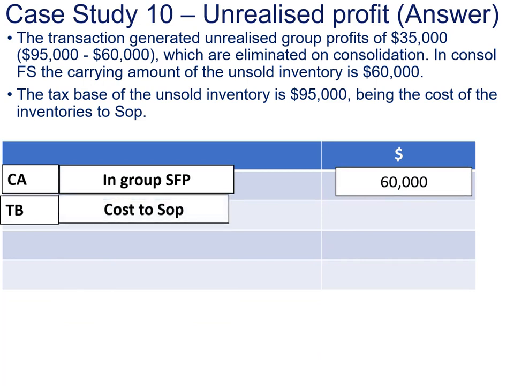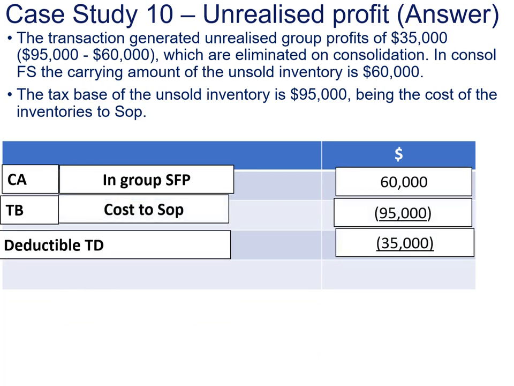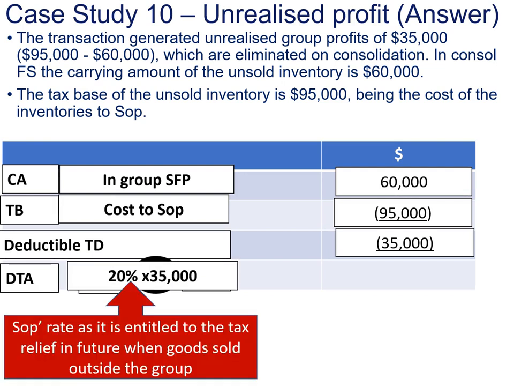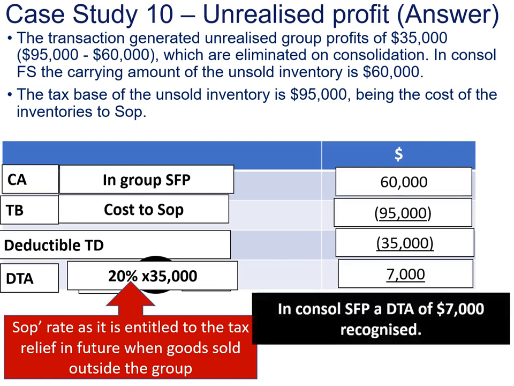I currently have a tax base, which is a cost to SOP of 95,000. I have a deductible temporary difference of 35,000. Should we use 20% or should we use 15%? Of course, we use the tax rate that's applicable to SOP, because it's SOP that is holding the inventory. SOP's rate, as it is entitled to the tax relief in future when goods are sold outside the group. So that gives us a deferred tax asset of 7,000 to be recovered in future when SOP actually sells it out of the group.